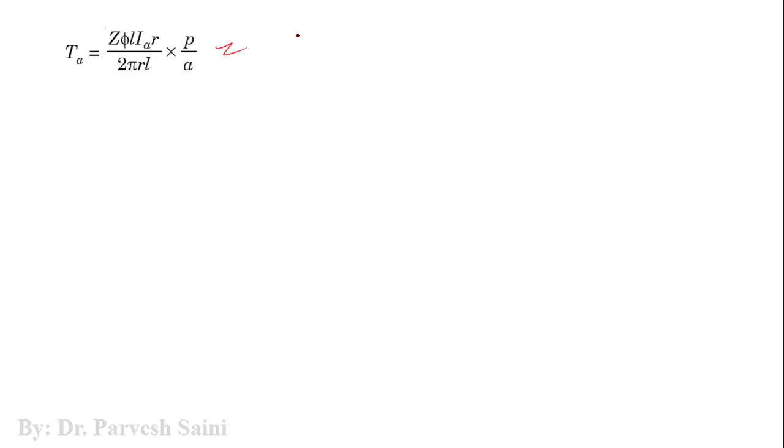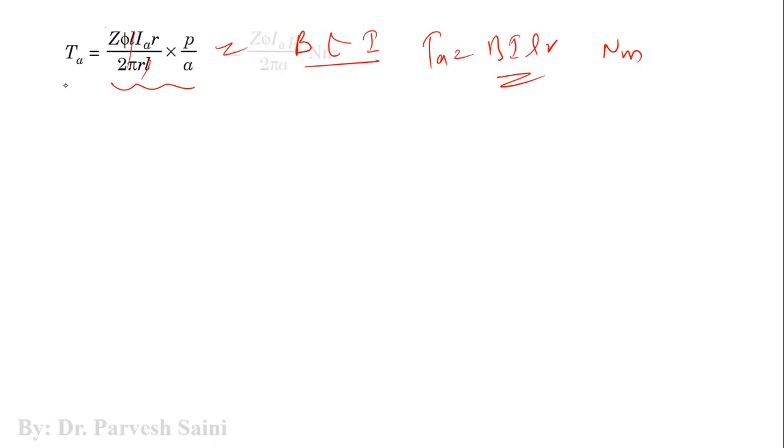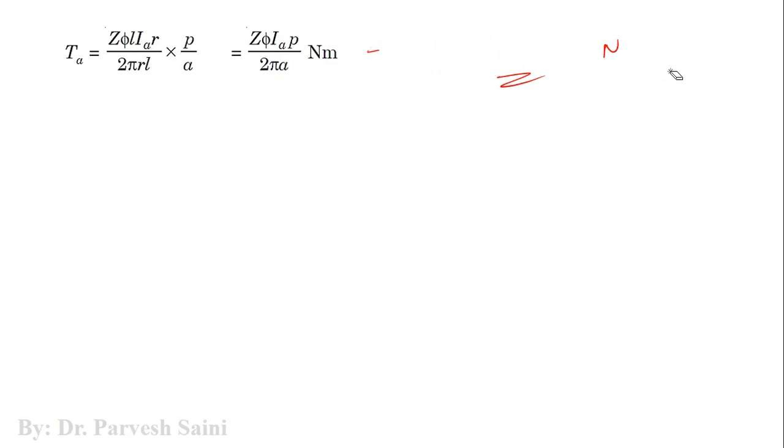So when we substitute the equation of B and I in the equation TA is equal to BILR, Newton meter. B we know, and I we know, it is IA by A. So this is how we will get the equation. So here L will be cancelled out with L, and we have this equation with us, right? Now in this equation, if you see, R is cancelled out with R, so we have this one.